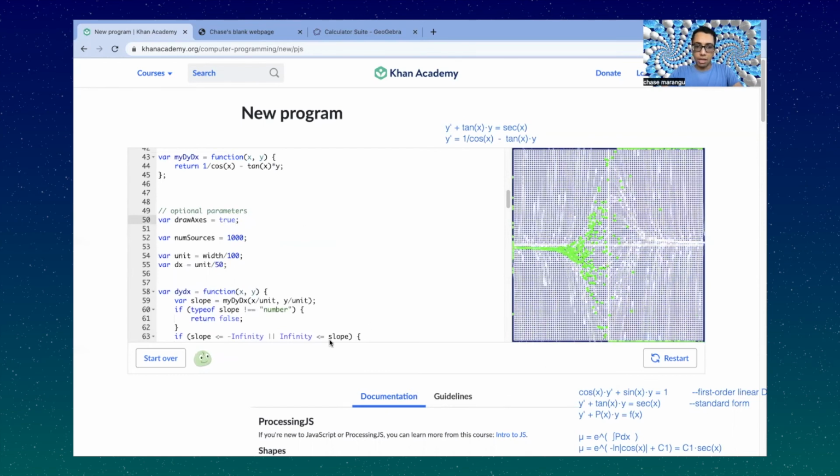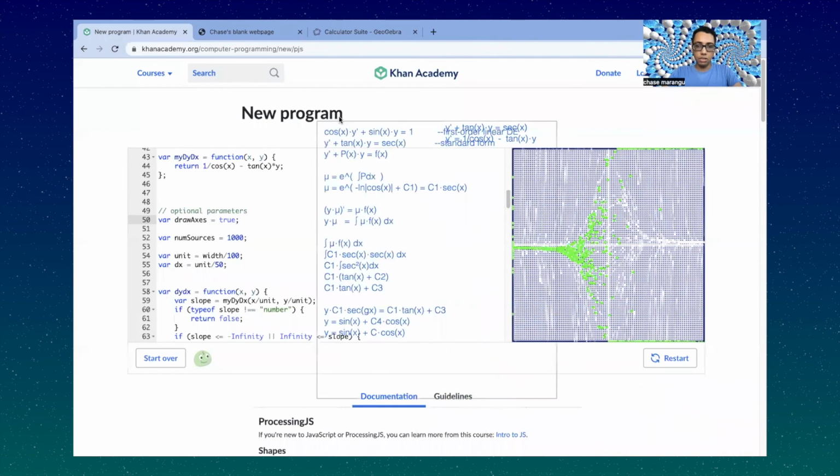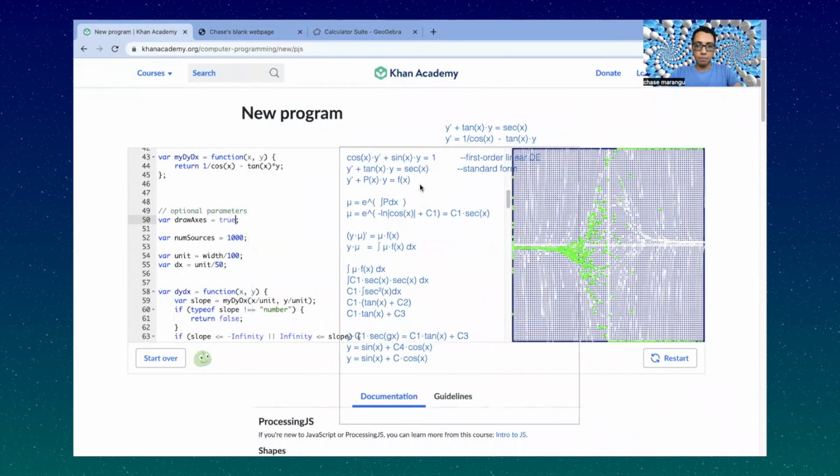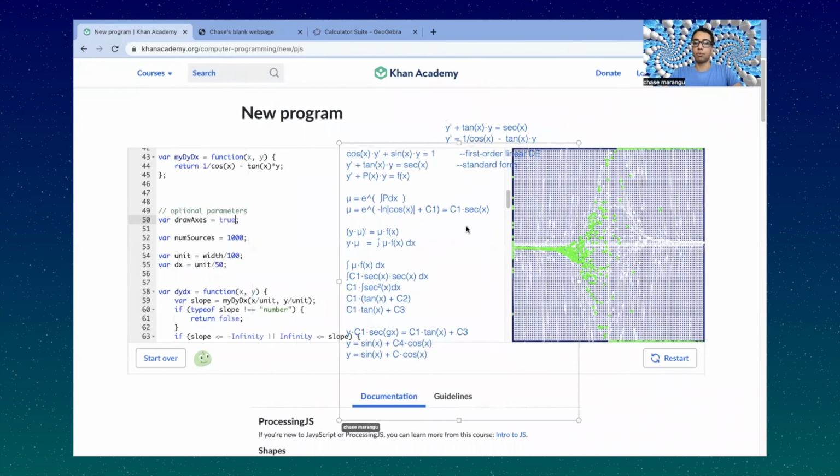And with that, we have solved our differential equation, found singular points, and plotted it. So thank you for watching. I hope this was helpful.